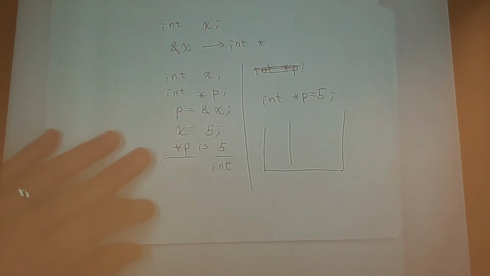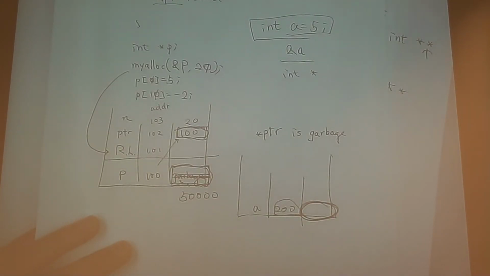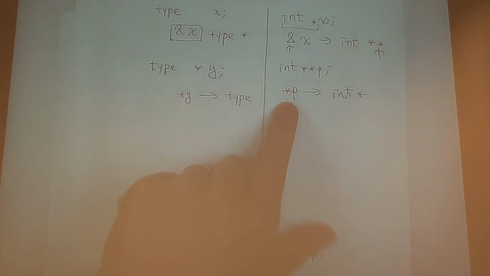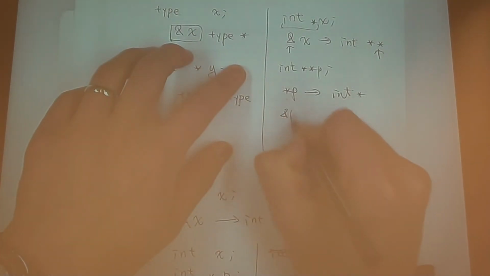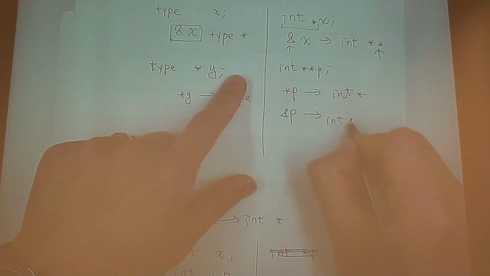Can you go back again? To this page? Yeah, and one back, one page more. This page? You had many more types. Yeah, that one. Okay. So you have that integer double star p, and then star p implies integer star. So if you put address, ampersand p, what is that going to be? Three stars. What does that mean?